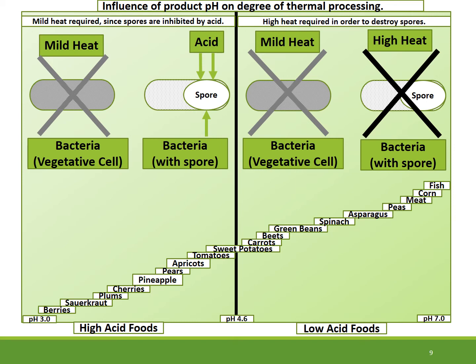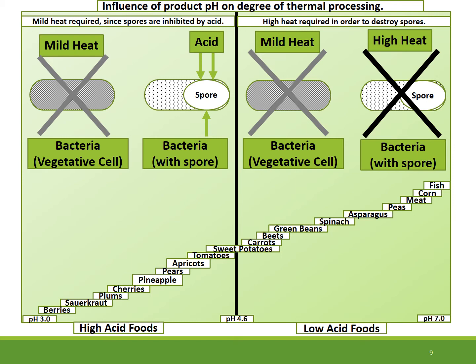This is why foods are classified as either high acid or low acid. To review, high acid foods have a pH of 4.6 or less, and low acid foods are those that have a pH above 4.6. This figure illustrates the conditions of various foods and how the organism can be controlled. From left to right along the bottom of the figure, you have the foods and increasing concentrations of acidity, from berries which have a pH around 3 to fish which have a pH around 7.